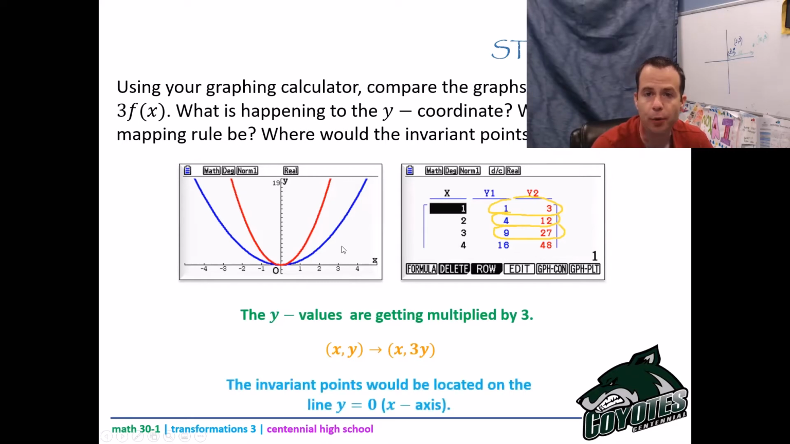The invariant points actually would end up, just like with reflections, on our line of stretch or our mirror line. Remember, those things can be interchanged. So the invariant points would be located on the line y equals 0, which is the x-axis. The reason they're on the line y equals 0 is because you're multiplying y values here. On the line y equals 0, y equals 0, and 0 multiplied by anything is still going to be 0.